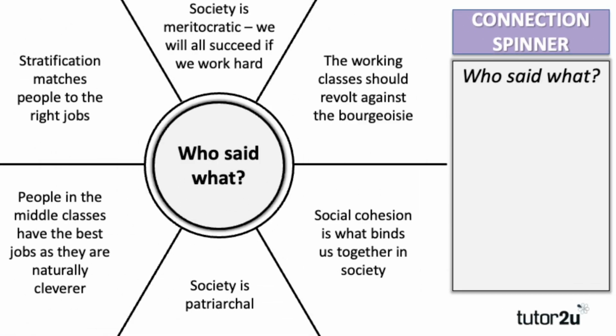Society is meritocratic. We will all succeed if we work hard. The working classes should revolt against the bourgeoisie. Social cohesion is what binds us together in society. Society is patriarchal. People in the middle classes have the best jobs as they are naturally cleverer. And stratification matches people to the right jobs. Let's spin our spinner.